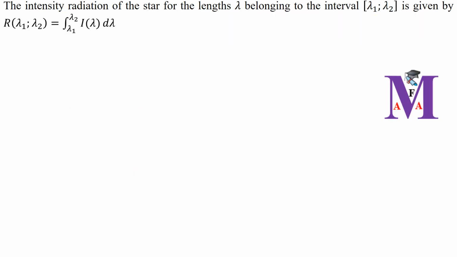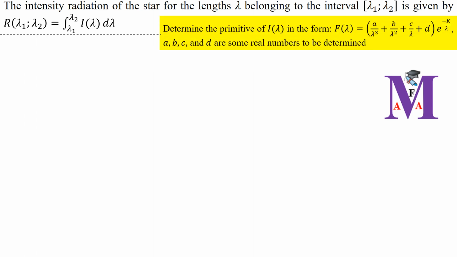Alright, so the next part of the question reads: the intensity of radiation of the star for wavelength lambda belonging to the interval lambda 1 to lambda 2 is given by the arrow of lambda 1 lambda 2 to be the integral from lambda 1 to lambda 2 of I of lambda d lambda. Now first, determine the primitive of I of lambda in the form capital F of lambda equal to A divided by lambda cubed plus B divided by lambda squared plus C over lambda plus D times e raised to the power negative k over lambda. A, B, C and D are real numbers to be determined.